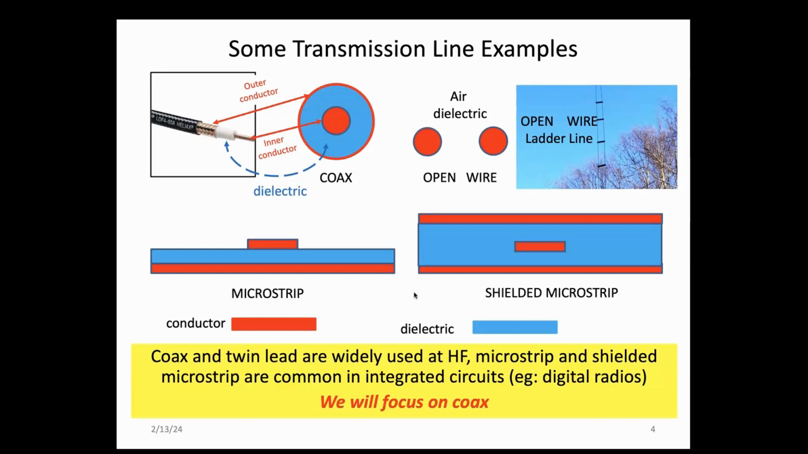Next slide, please. Some common transmission lines, the ever-present coax, consisting of two conductors, an inner cylindrical conductor and an outer cylindrical conductor, generally filled with dielectric. Then there's the open wire or ladder line that uses air as the dielectric. And then transmission lines that are used mainly in integrated circuits, microstrip and shielded microstrip. And you often find those in digital radios. But we're going to focus on coax in this talk.